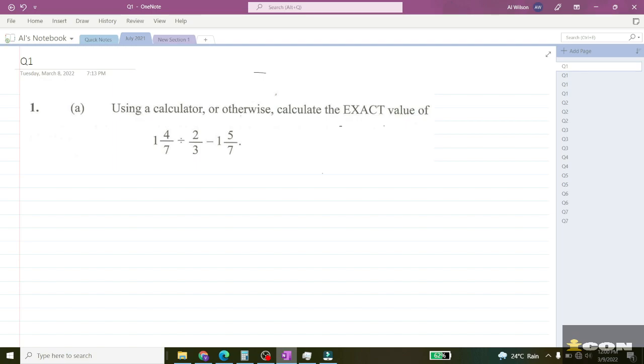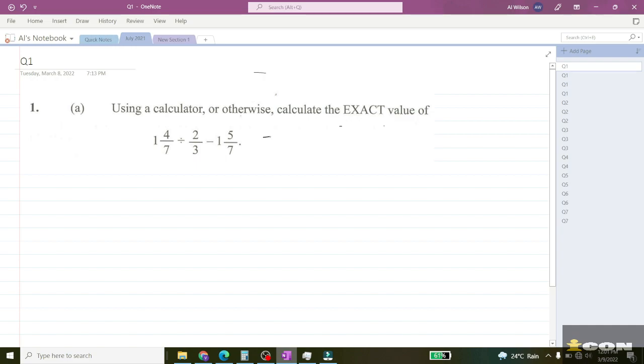As I start this series, what I will be looking at is the May June CXC Mathematics Paper 2. Looking at the very first question of this paper, we're to use a calculator or otherwise to calculate the exact value of 1 4/7 divided by 2/3, which is subtracted by 1 5/7.